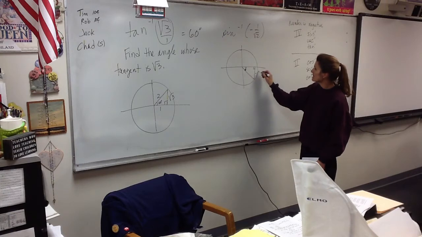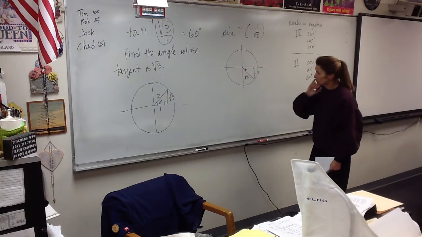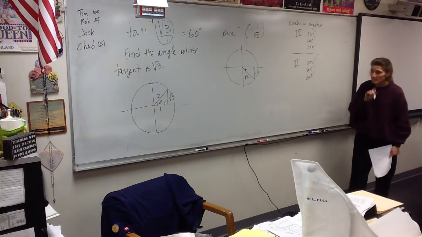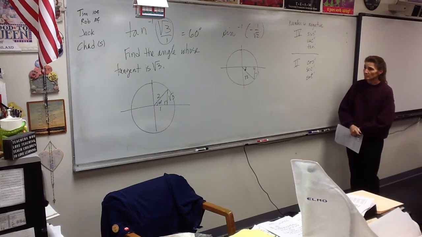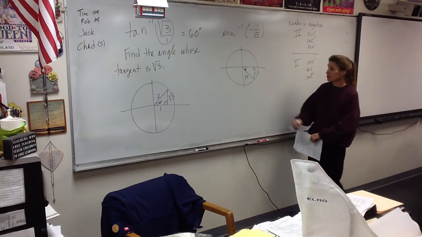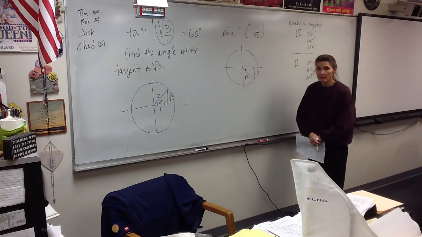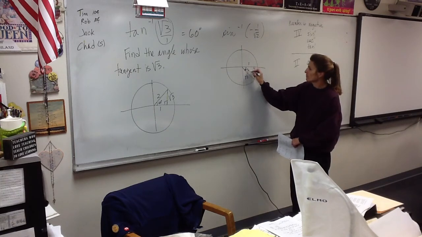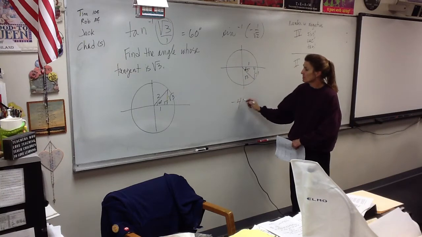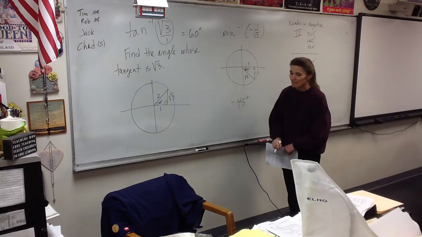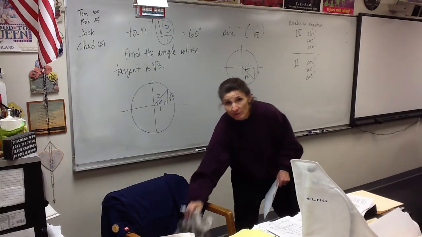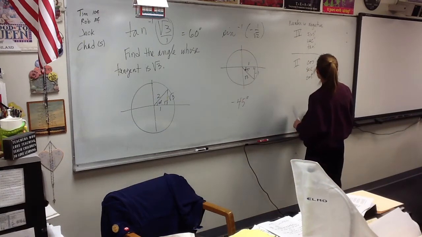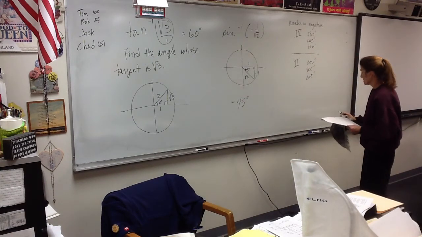The sine is -1 over root 2, opposite over hypotenuse. You should recognize that triangle and recognize that's a 1 right there. How big is that angle? You're right, it's 45 degrees. So the answer to this question is -45 degrees.